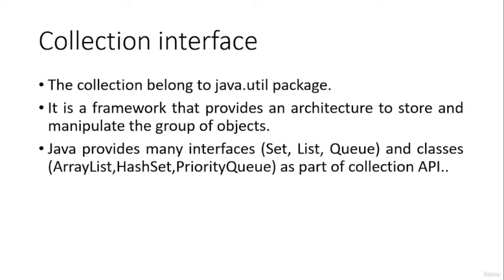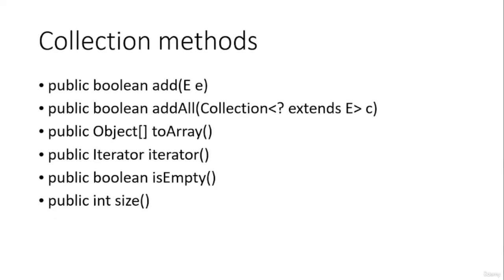Now let us see some of the abstract methods present in the collection interface. The first method is the add method. The add method will add a particular element to the collection. The next method is addAll. By using addAll we can add an entire collection to a particular collection, so we can add multiple items in a single line.